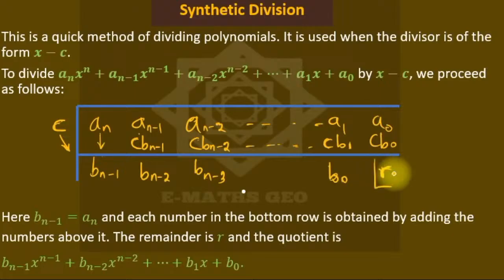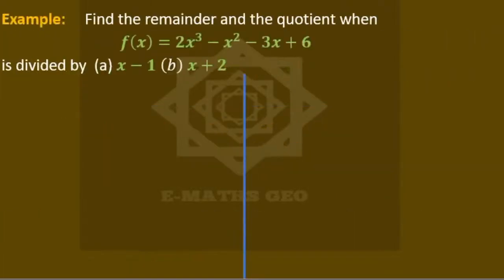This r, the last term, is the remainder. So the ones here aside from the last term are the coefficients of the quotient. As you can see, the remainder is r and the quotient is now this. It will be one degree down since we are dividing by a linear factor. That's why we have n minus 1 here, n minus 2. Do you get it? We factored out one, so the highest power of the quotient will be one less. So let's look at these equations to see what is happening.